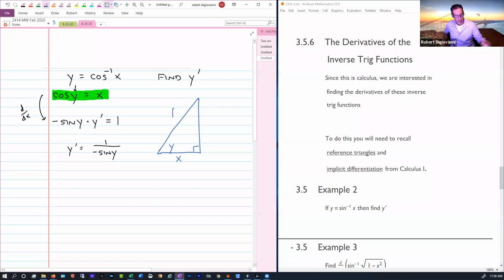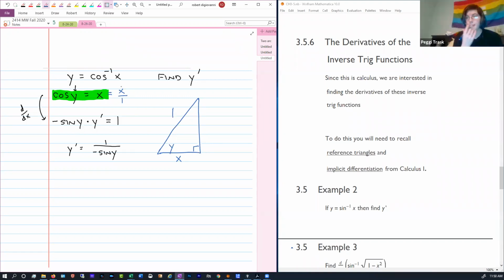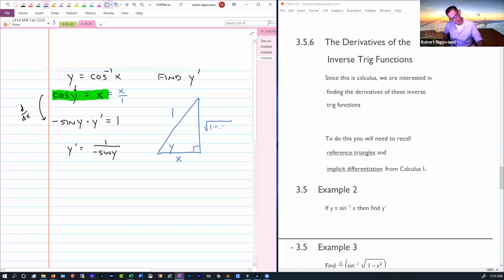Yep. Okay, good. So that's using the fact that this up here, this green thing, is really saying x over 1. So if you say cosine of something is adjacent over hypotenuse, then the adjacent is x and the hypotenuse is 1. And then the remaining side would be what we found out last time, it's the same thing, right? It's this. You can just keep going, Peggy, if you want.